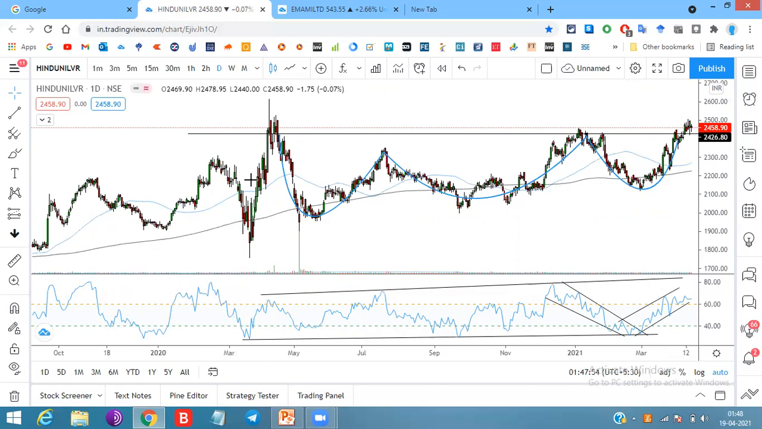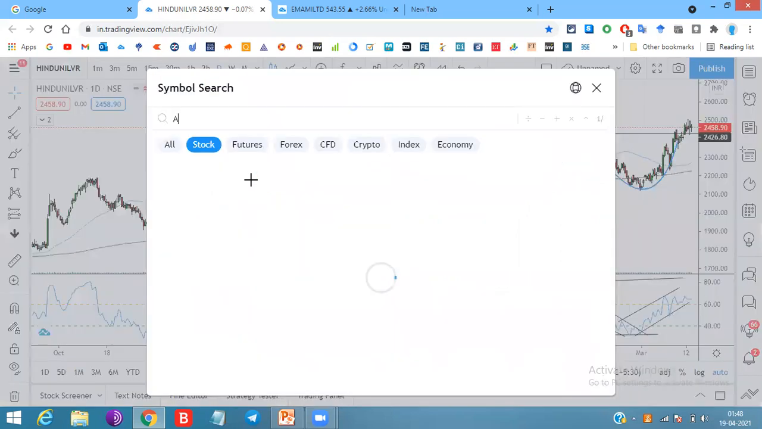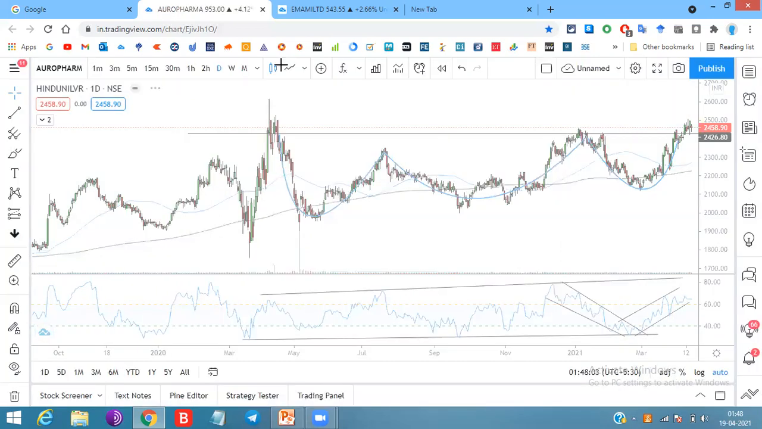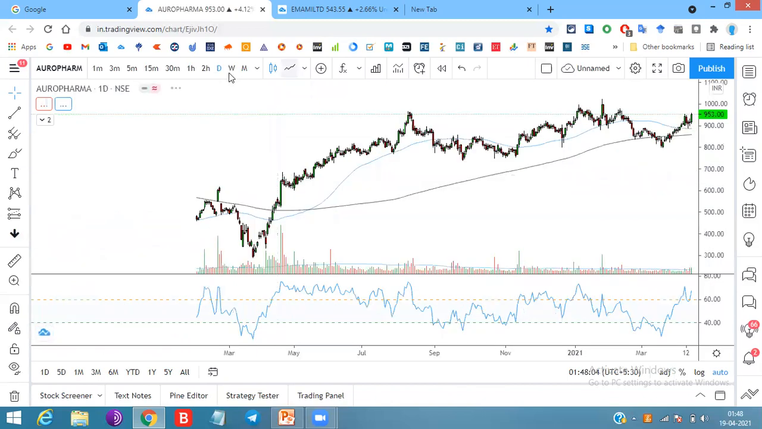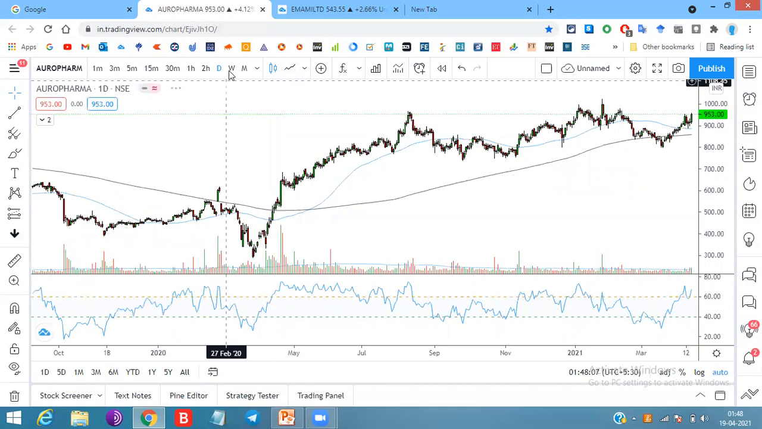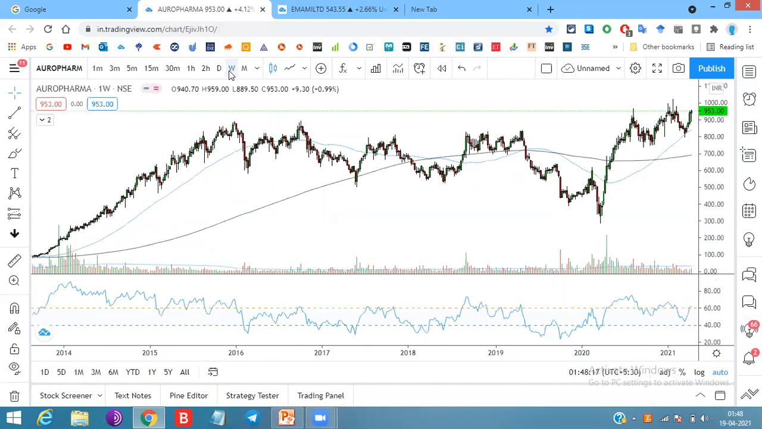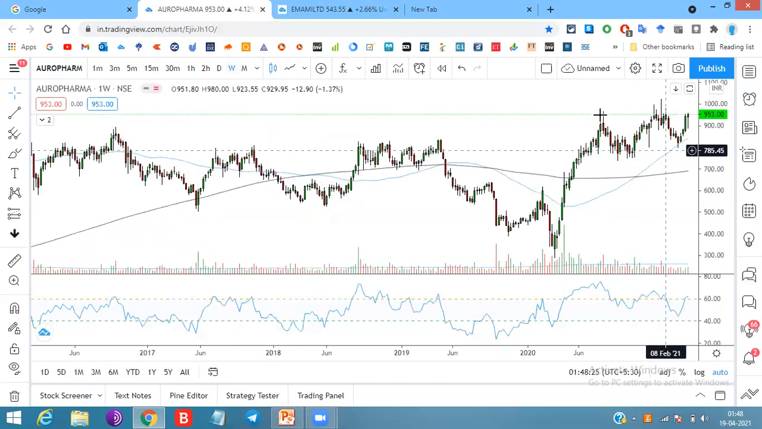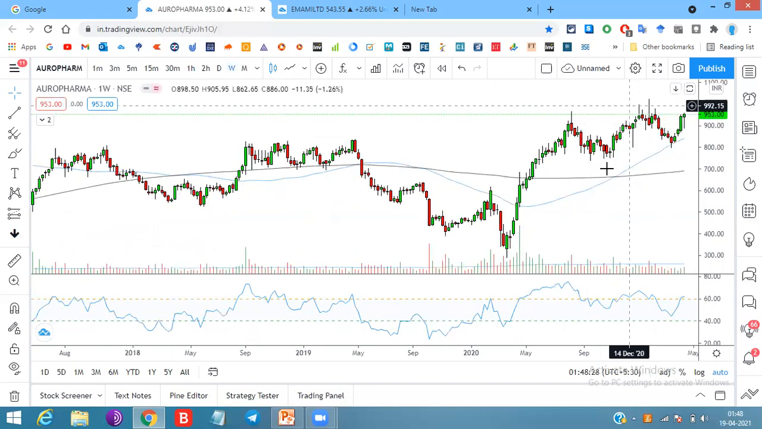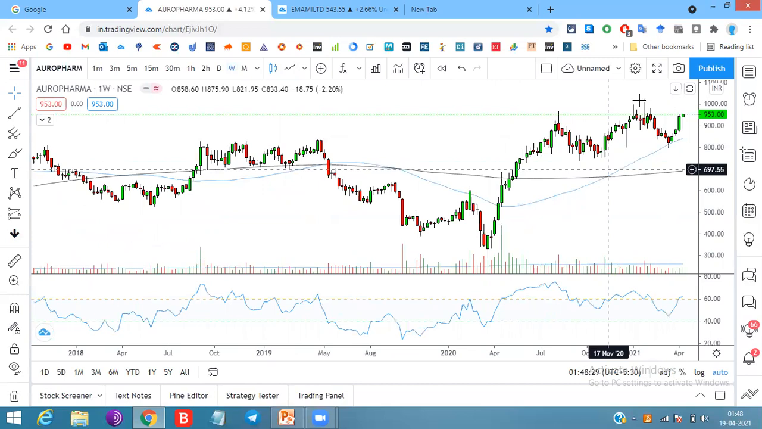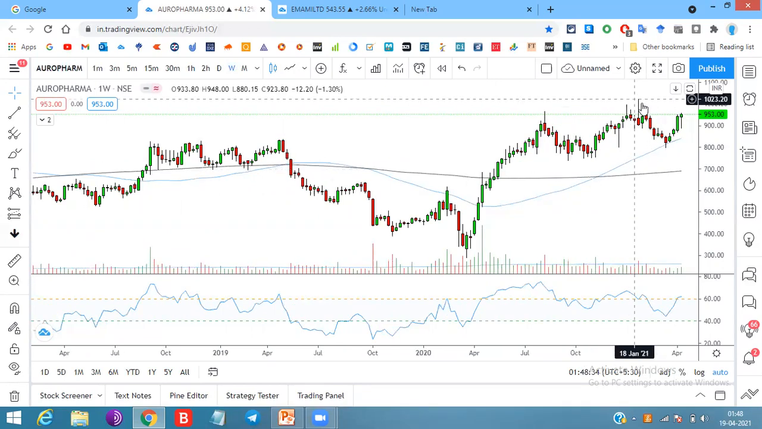So what's this document? Aurobindo Pharma. Everything I'm doing is in the daily chart. You could also do the same in the weekly chart as well. Not an issue, guys, if you are a weekly trader using the concepts of Stan Weinstein, it's okay. In the weekly chart too, you can see that there is a good VCP type of structure. Although there's a clear supply visible here, there's a clear resistance at this point.